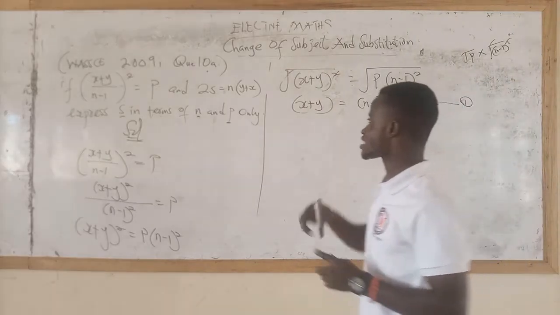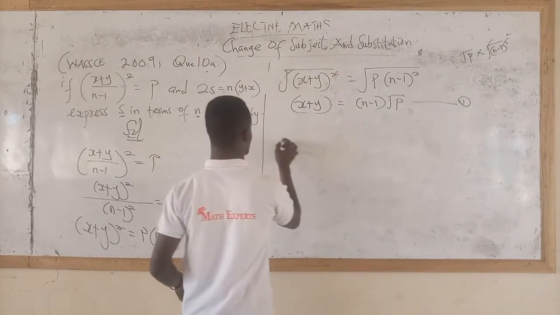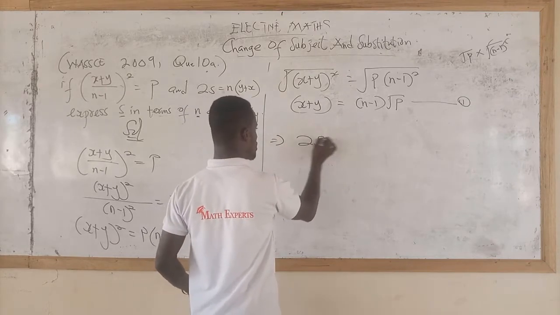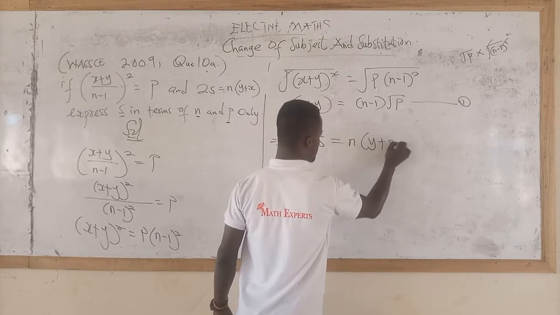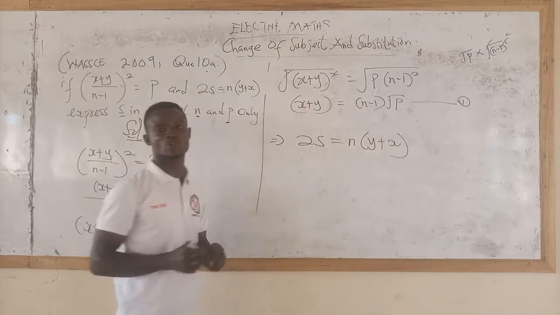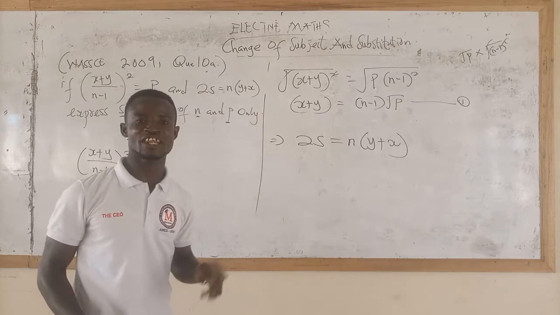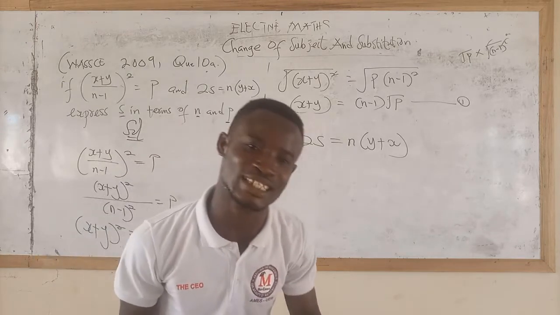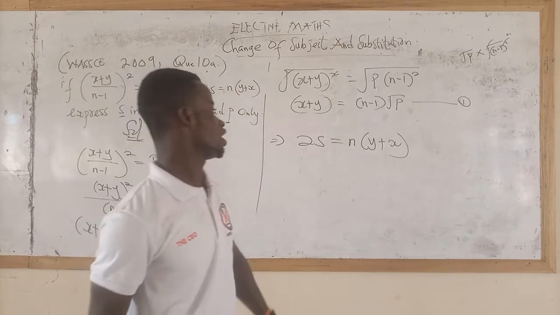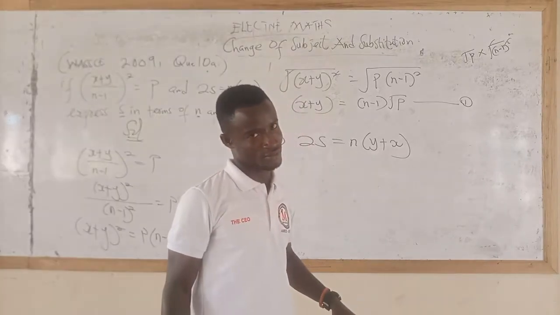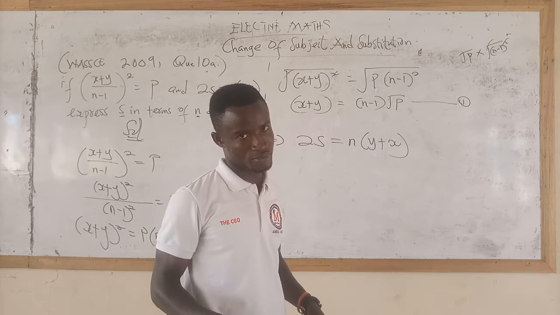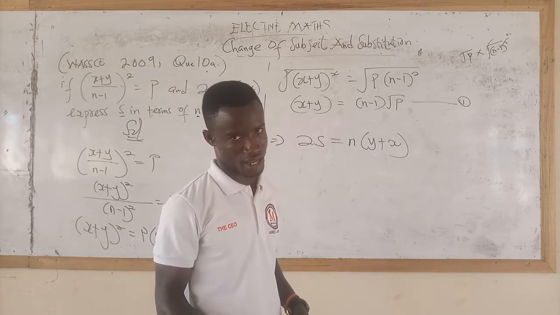Now, let's move on to the second equation, which is 2s is equal to n. This is the second equation. In the same way, the focus is to make s plus y the subject. Please don't be confused. If you can see s plus y and you can see y plus x, Kofi plus Amma is the same as Amma plus Kofi.